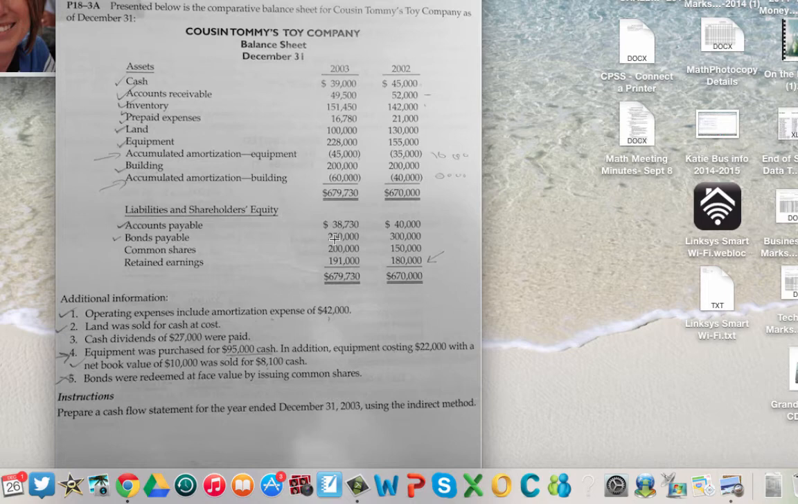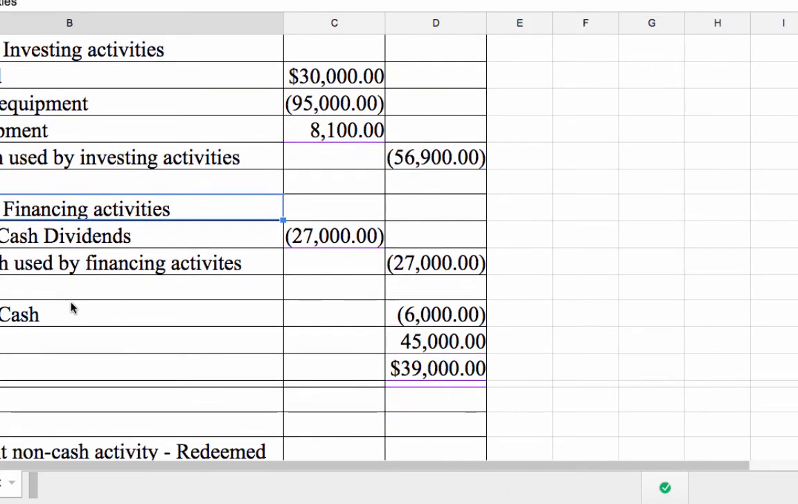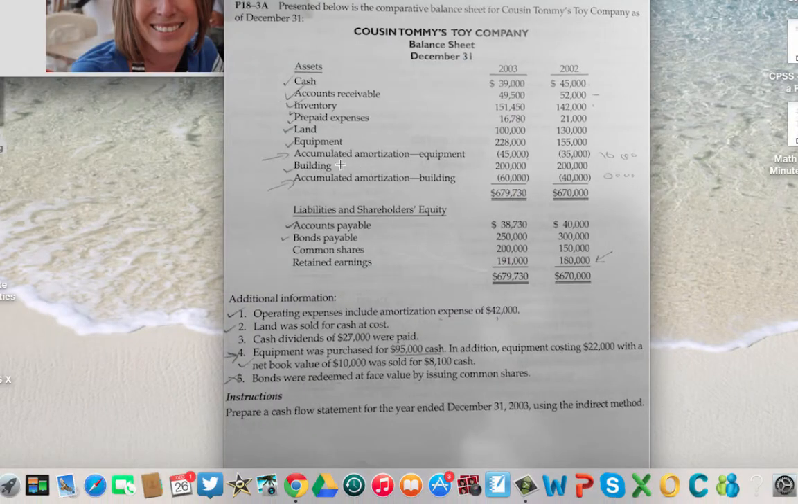So this company, in effect, did not affect cash by redeeming those bonds. So we are just going to indicate at the bottom of the cash flow statement a note: there was a significant non-cash activity. The redemption of the bonds was for issuing common shares. So we're not going to include that up here because it was not affecting cash. Okay? So the bonds changed, but that was not cash. And then, of course, the common shares also went up by that $50,000, and that was, again, because of that trade. So common shares is not going to go in there either.